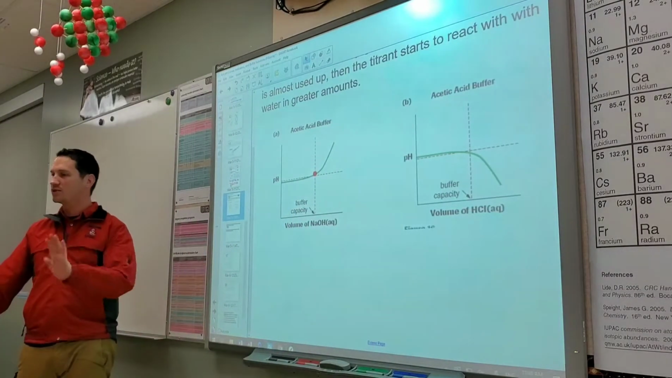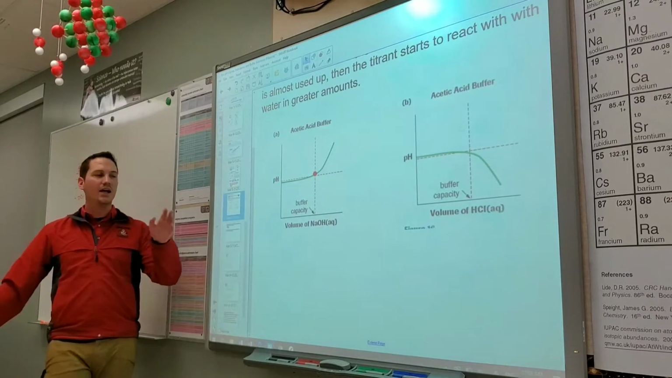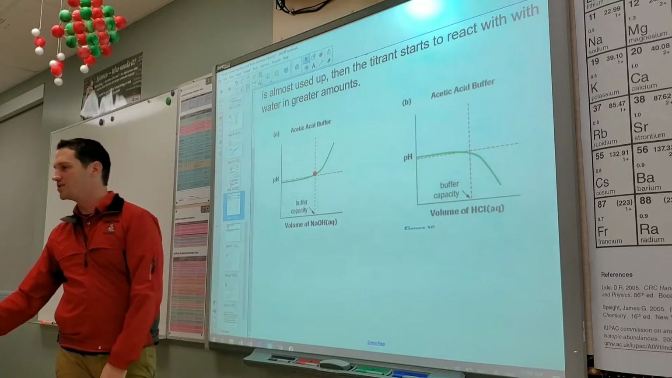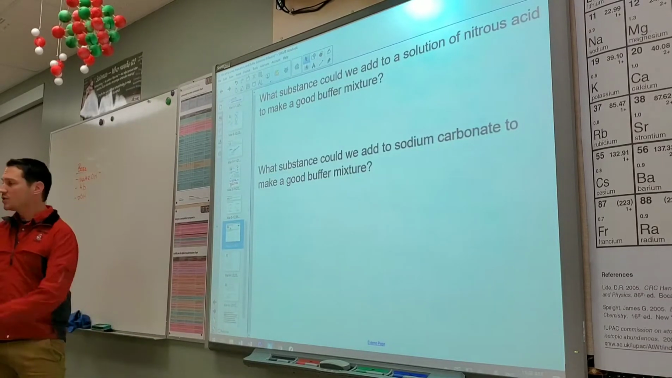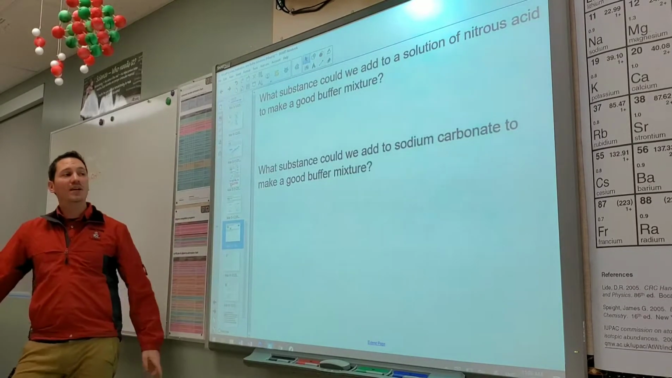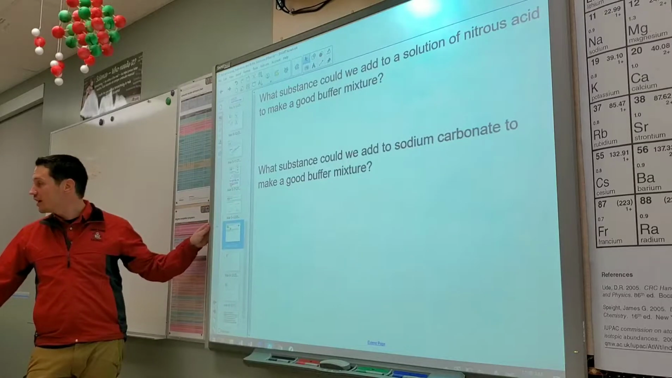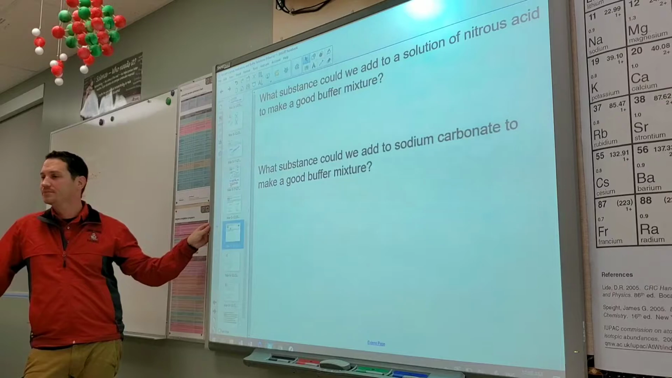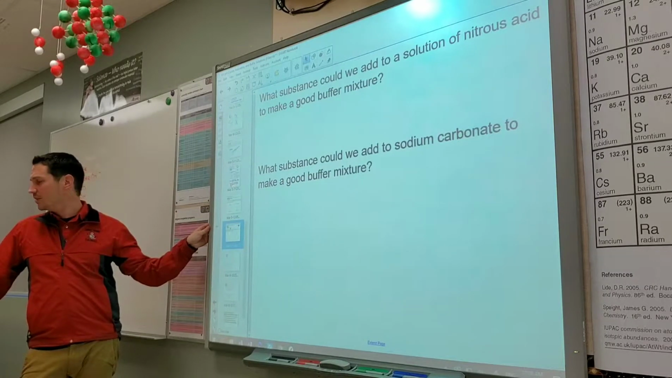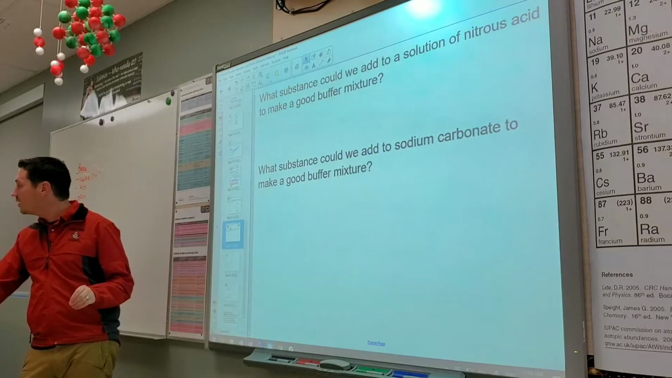You don't really need to know much about buffering capacity. Just that at some point you're going to run out of that conjugate base, and that's the end of your buffering capacity. Okay, so what substance could we add to a solution of nitrous acid to make a good buffer mixture? What substance could we add? Could we add hydrogen fluoride?